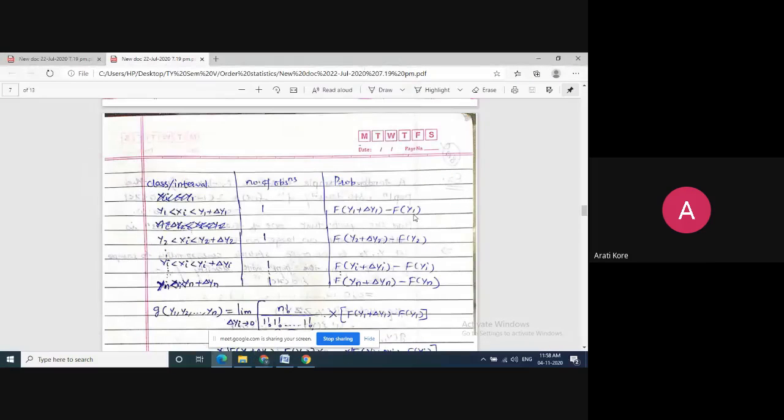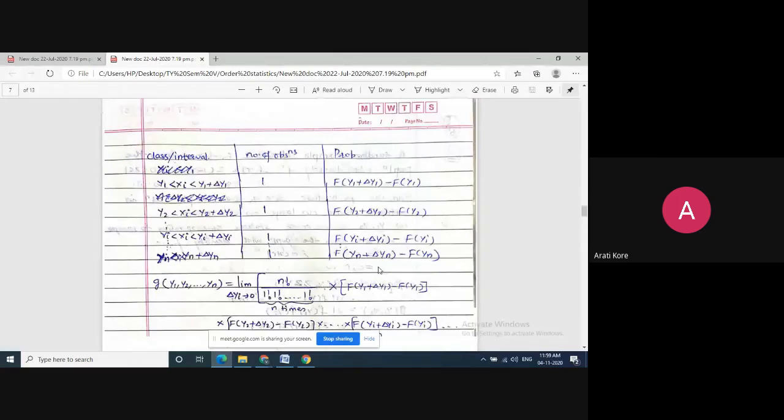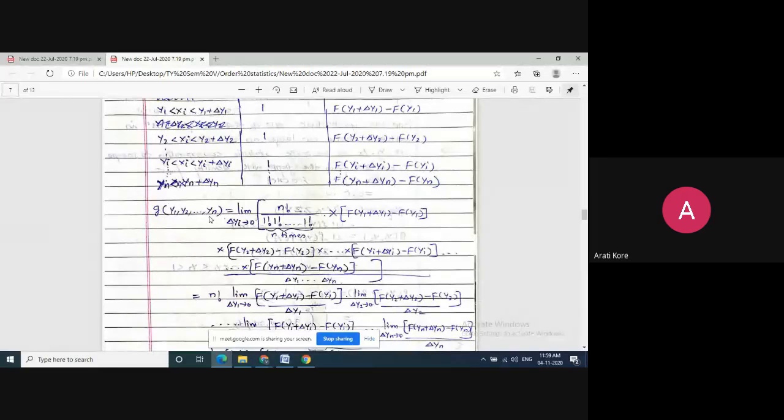Right? Same case, you consider the second interval, xi lying between y2 to y2 plus delta y2. How many observations? One observation. What will be the probability? F of y2 plus delta y2 minus F of y2. Right? In general, for all of the remaining also, I will write the probability in a similar fashion. Right? So what will be g of y1 to yn? Since it is a multinomial situation, I will write limit delta yi tends to 0. How to write the multinomial PMF? You will see in Namrata madam's paper now.